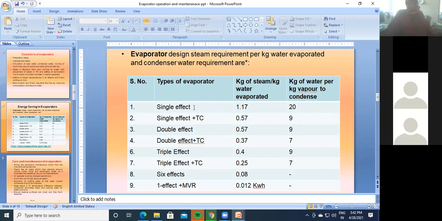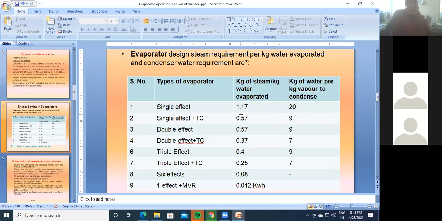In case of single effect, the amount of steam per kg of water evaporated is about 1.2 kg, and about 20 kg of water is required per kg of the vapor to condense. It is not economical. That's why single effect evaporator is not preferred.